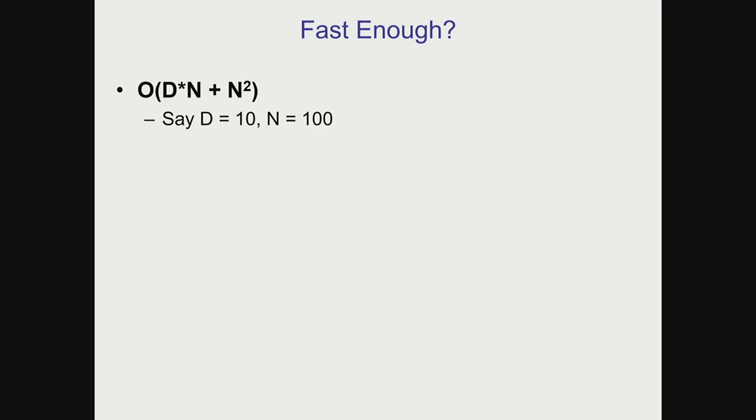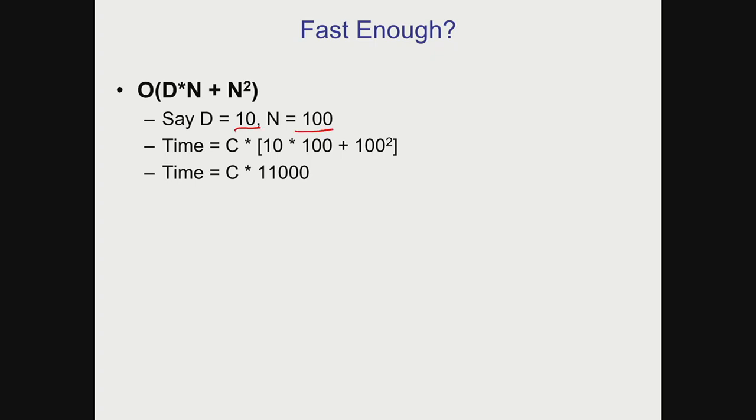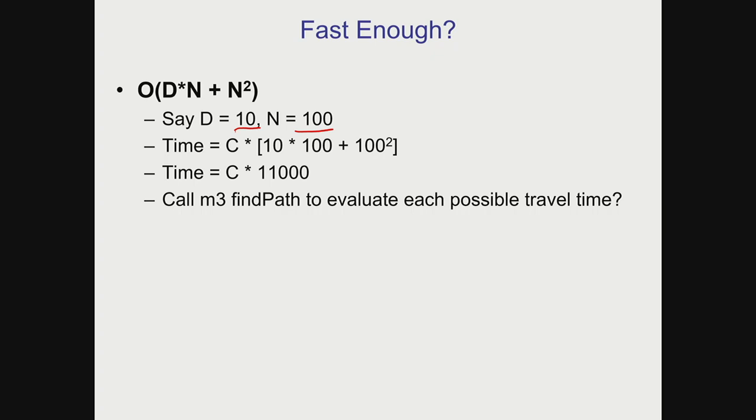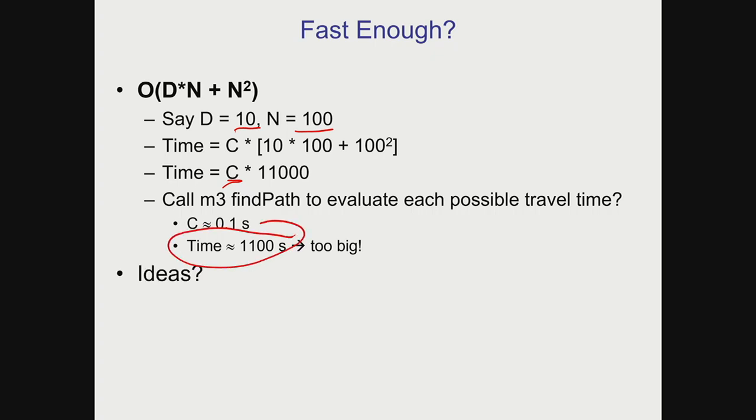And I can plug this in for the whole complexity of this algorithm. I say 10 depots, 100 pickups and drop-offs, and my find path takes about 0.1 seconds. This would take about 1,100 seconds for one of our bigger problems. And we're going to give you about 50 seconds; that'll be the timeout that we give you on your program. So 1,100 seconds is too long. We can't do that.